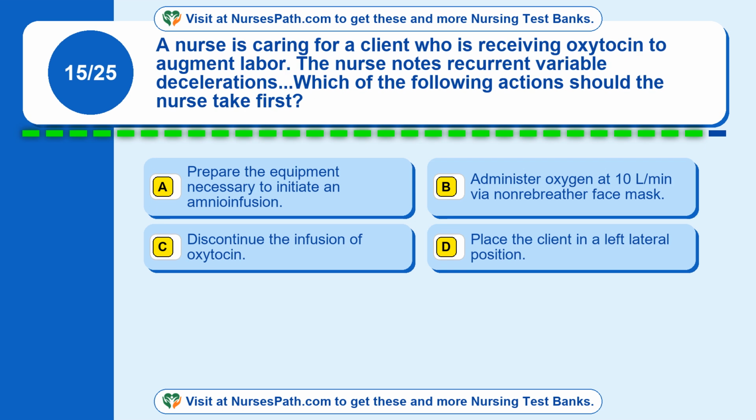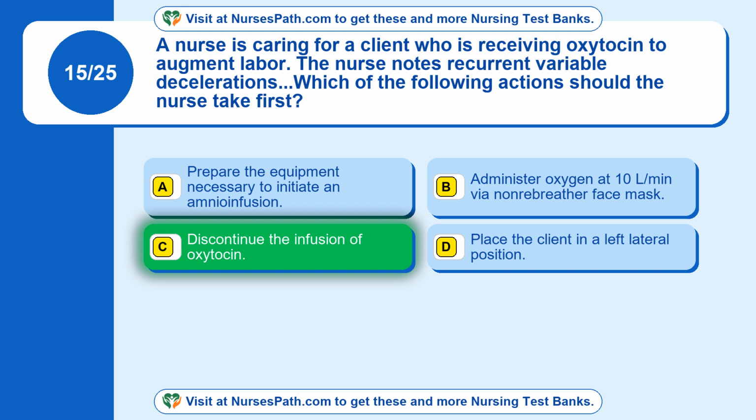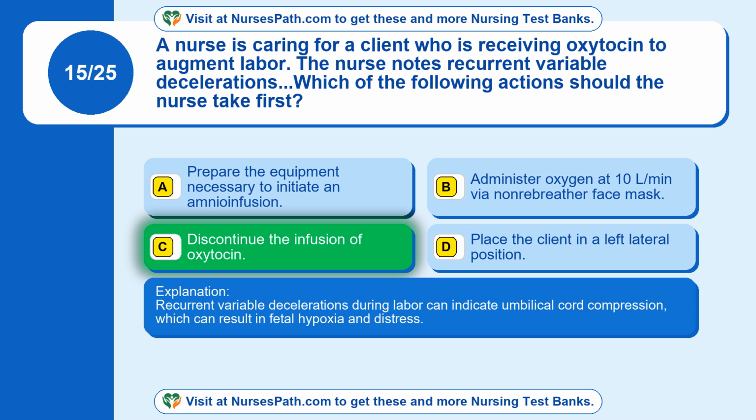Question 15. A nurse is caring for a client who is receiving oxytocin to augment labor. The nurse notes recurrent variable decelerations. Which of the following actions should the nurse take first? Option A. Prepare the equipment necessary to initiate an amnioinfusion. Option B. Administer oxygen at 10 L/min via non-rebreather face mask. Option C. Discontinue the infusion of oxytocin. Option D. Place the client in a left lateral position. The correct answer is option C. Discontinue the infusion of oxytocin. Recurrent variable decelerations during labor can indicate umbilical cord compression, which can result in fetal hypoxia and distress.